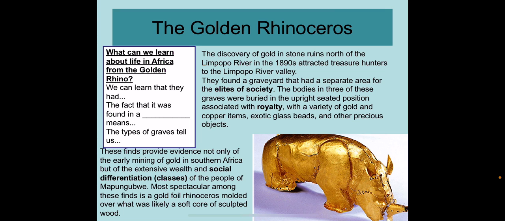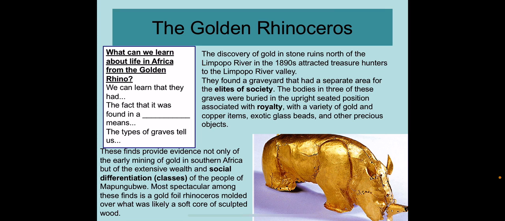These finds provide evidence not only of the early mining of gold in South Africa, but of the extensive wealth and social differentiation or classes. You have different groups of people based on who they are and how important they are at this time, of the people of Mapungubwe. Most spectacular among these finds is a gold foil rhinoceros moulded over what was likely a soft core of sculpted wood. So they've created like a wooden sculpture and then they've moulded the gold around it to create this rhino.